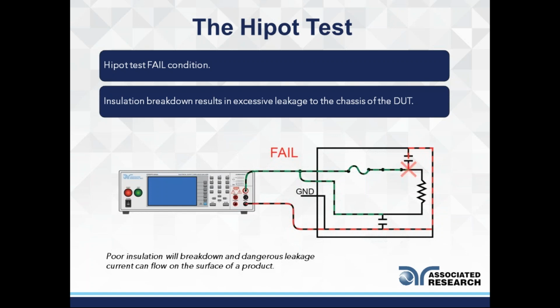Why? Because in this case, the insulation of the product could not prevent higher amounts of current flowing to the chassis of the product. In other words, the insulation experienced a breakdown condition, which results in excessive leakage to the chassis of the device under test. So poor insulation will definitely break down and allow dangerous leakage currents to flow on the surface of a product, making the product unsafe to be used, because it can pose a safety condition.